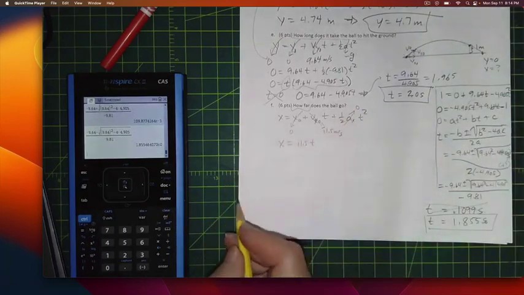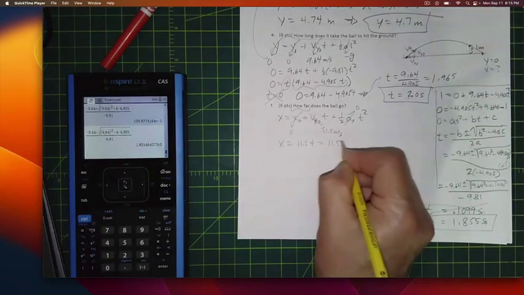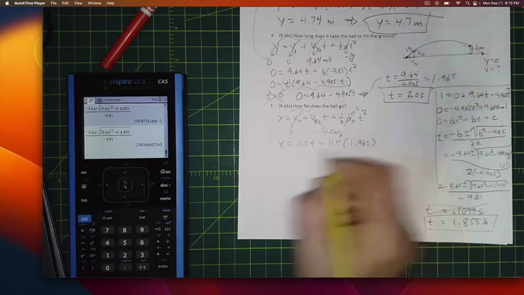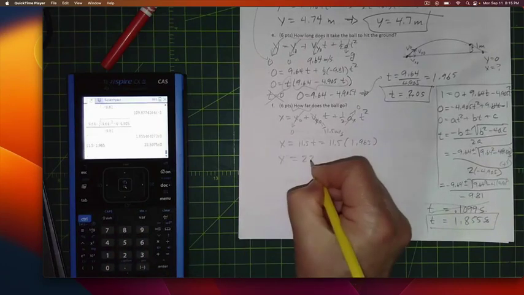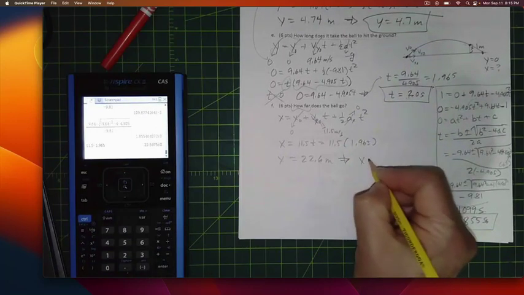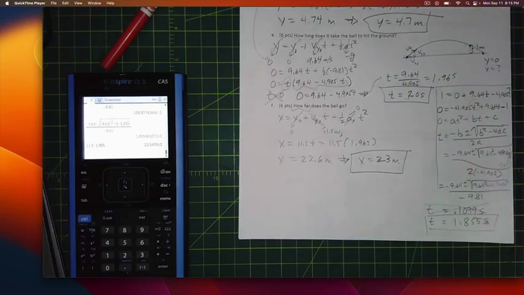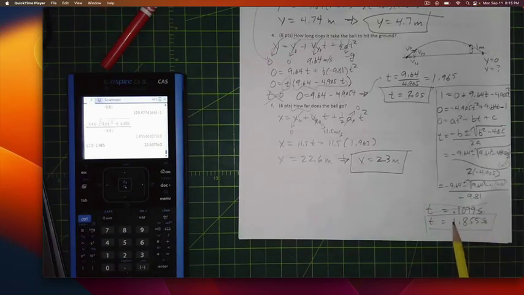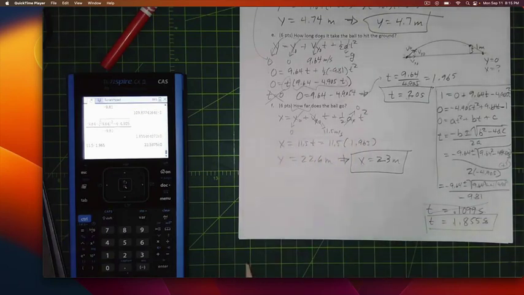All right, so this is all we have here, and we just figured out t. So 11.5 times 1.965. So x equals 22.6 meters, or just with 2 sig digs, x equals 23 meters. All right. For this other one, it would be exactly the same. Once you've got t, just plug into this equation and calculate how far that would be.